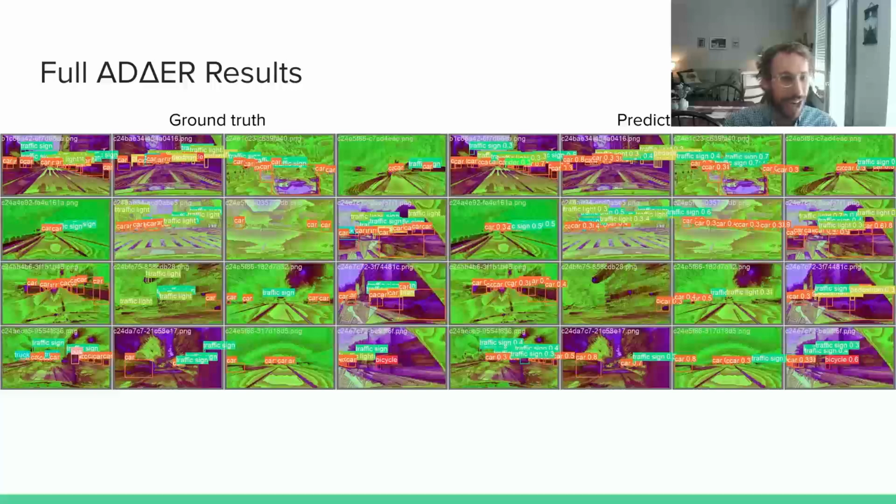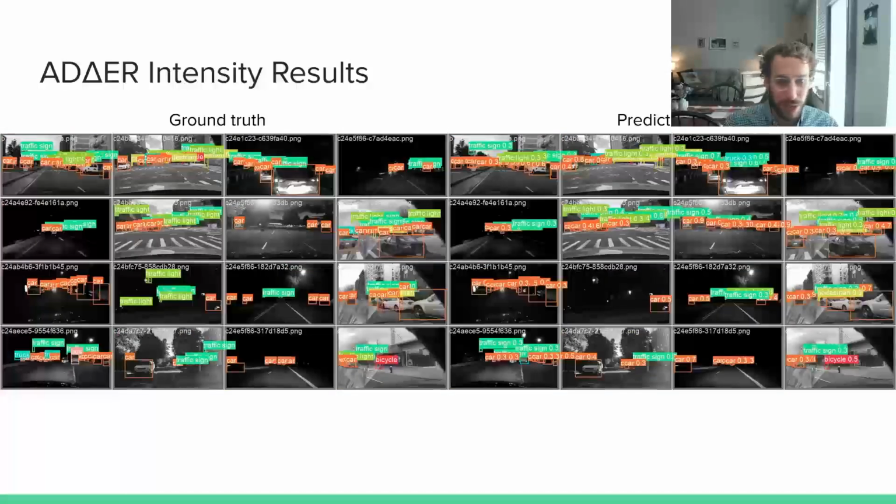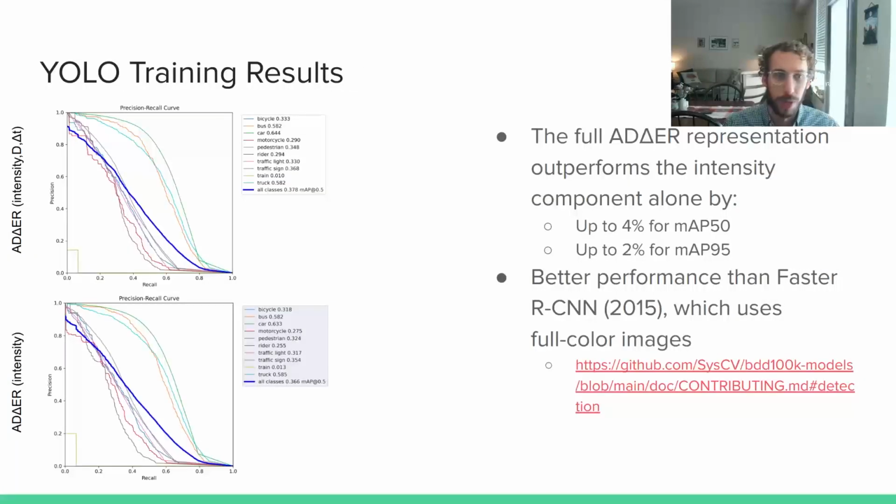This is with the ADDER data. Obviously, like I said, it looks kind of crazy because we're visualizing these D and delta T components as well. You can compare that to just looking at the intensity component here. We note that we only use grayscale because with the ADDER data we have 3 channels. To push these object detection models beyond 3 channels is going to require some modifications, which is the subject of future work.